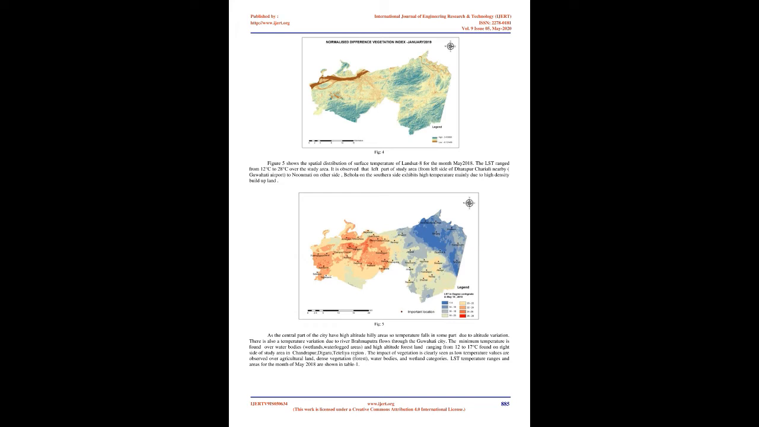3. Normalized Differential Vegetation Index, NDVI. The Normalized Differential Vegetation Index, NDVI, is a standardized vegetation index which is calculated using the near-infrared band 5 and red band 4 bands. NDVI equals near minus red divided by near plus red.